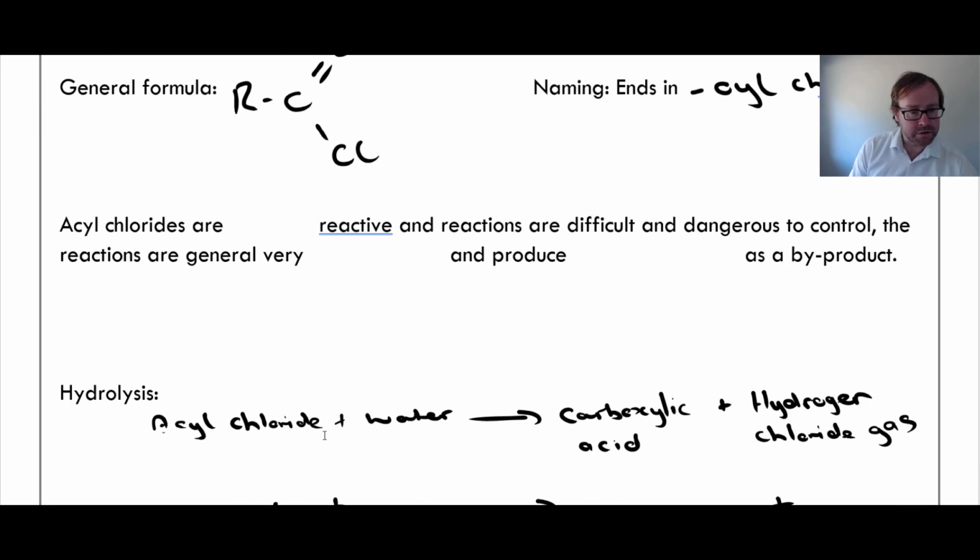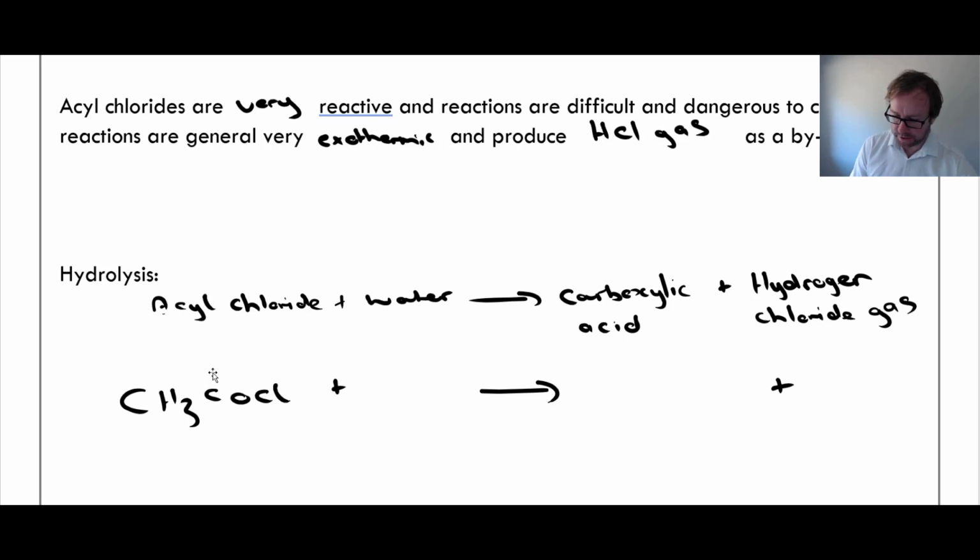Okay, so acyl chlorides are very reactive, and reactions are difficult and dangerous to control. The reactions are generally very exothermic and produce HCl gas as a byproduct. And as we said, we don't really want to make that much HCl gas, especially not in moist air.